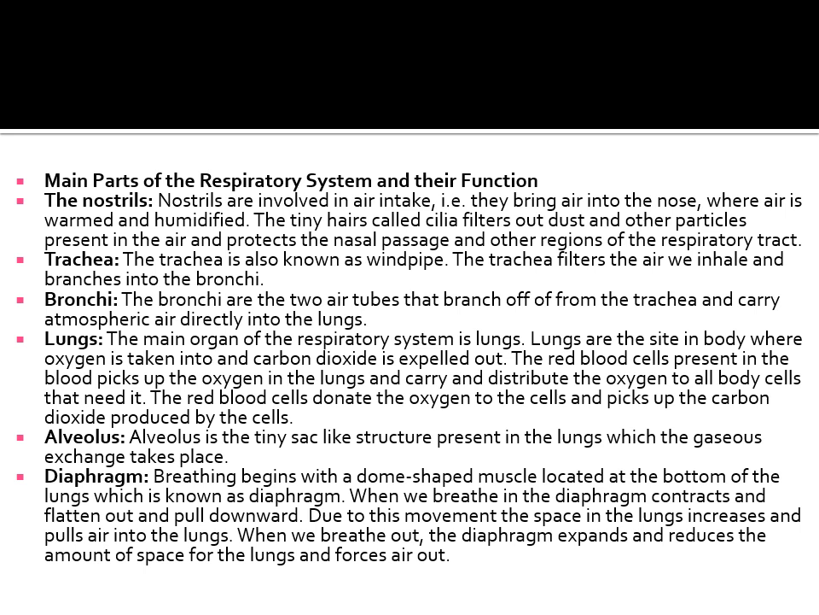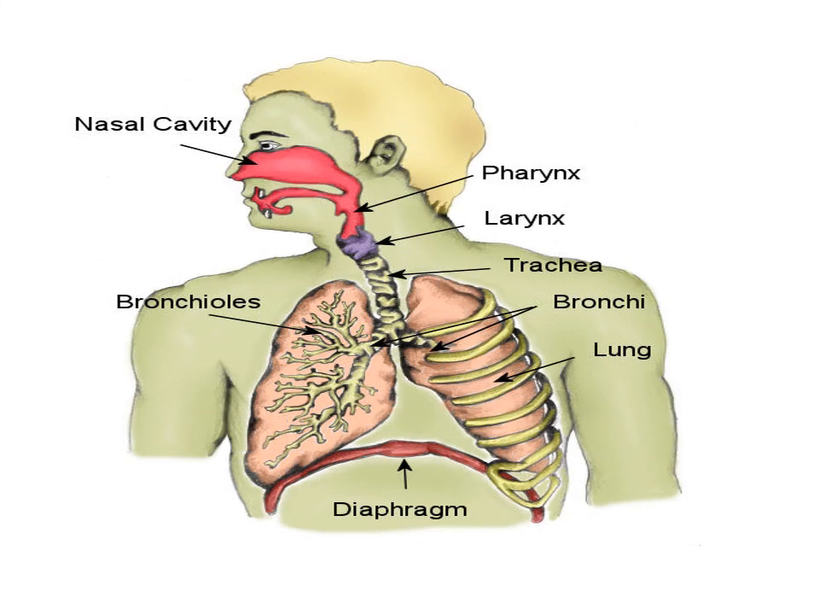Diaphragm. Breathing begins with a dome-shaped muscle located at the bottom of the lungs, known as the diaphragm. When we breathe in, the diaphragm contracts, flattens out and pulls downward. Due to this movement, the space in the lungs increases and pulls air into the lungs. When we breathe out, the diaphragm relaxes and reduces the amount of space for the lungs and forces air out.